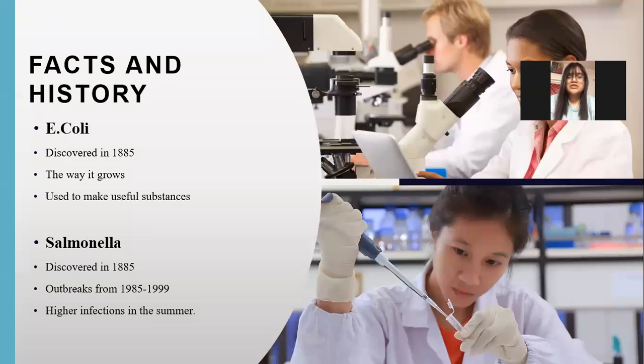E. coli was discovered in 1885 by Theodore Escherich. This bacteria is known to be able to grow with or without oxygen. E. coli can be used to make useful substances, for instance, human insulin and human growth factor.